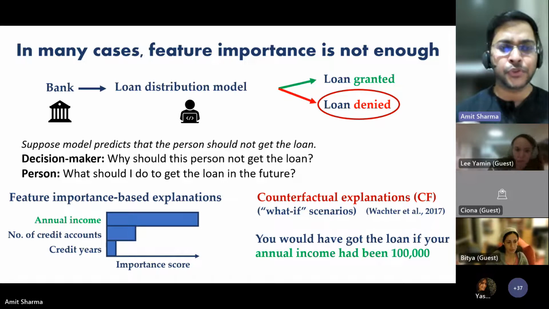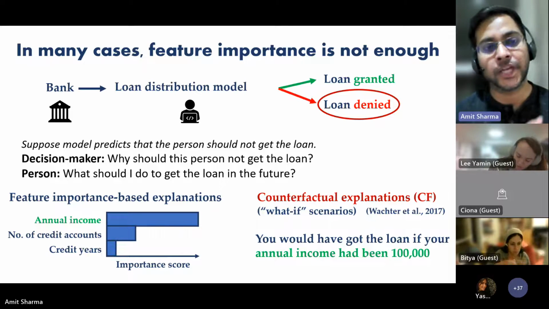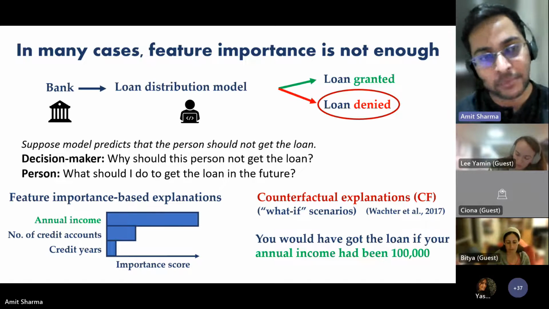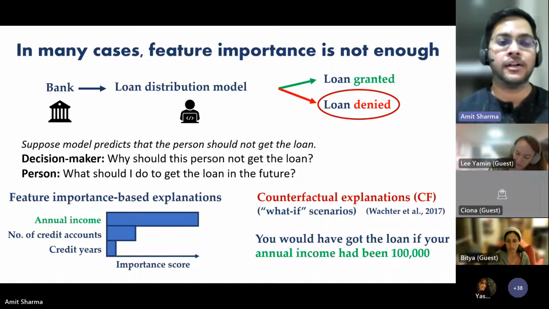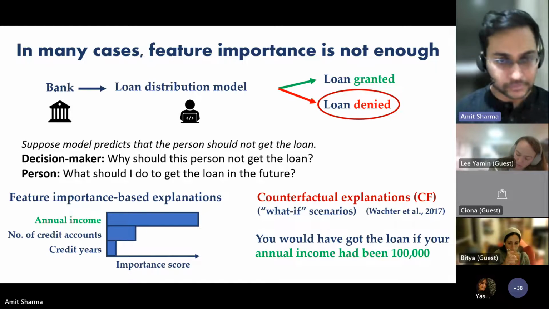But this is not useful, right? Because this does not tell you what you should do so that you could have got the loan. So maybe your annual income needs to be increased 2 times. Would that get you the loan? You have no idea. And so this kind of feedback is not actionable.